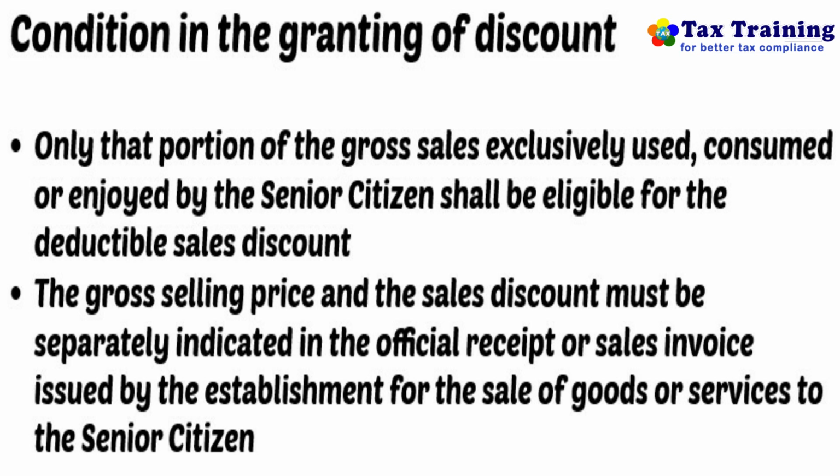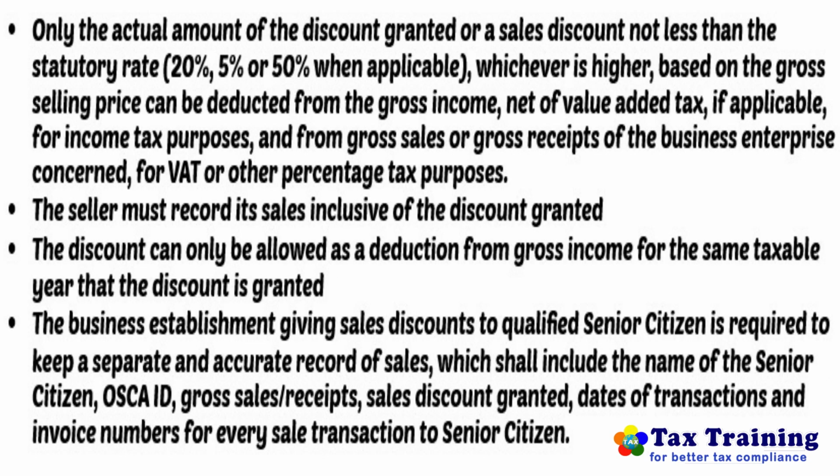The gross selling price and the sales discount must be separately indicated in the official receipt or sales invoices issued by the establishment for the sale of goods or services to the senior citizen. So only the actual amount of the discount granted or a sales discount not less than the statutory rate of 20% or 5%, whichever is higher based on the gross selling price, can be deducted from the gross income net of value-added tax, if applicable for income tax purposes, and from gross sale or gross receipts of the business enterprise concerned for VAT or other percentage tax purposes.